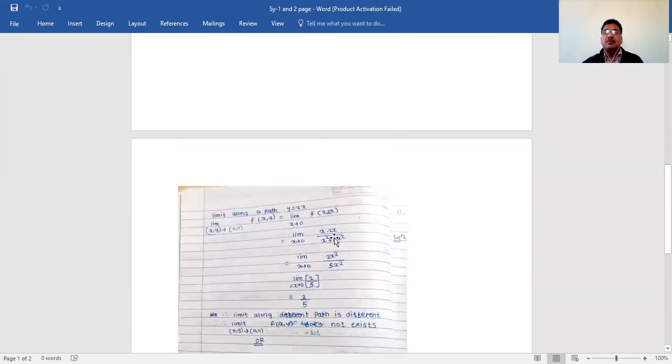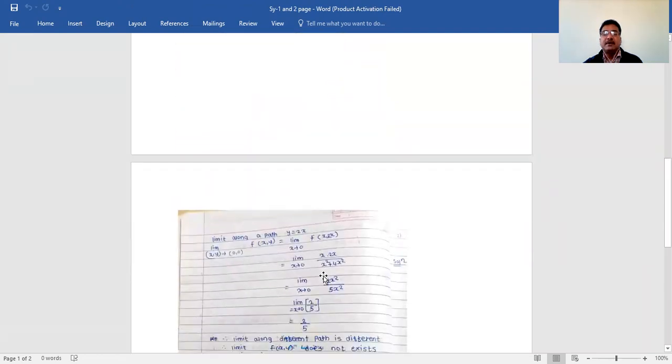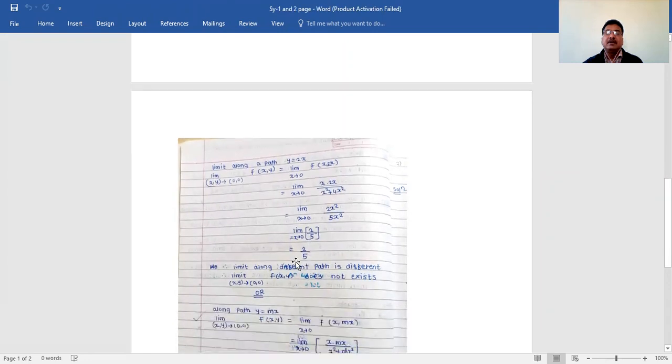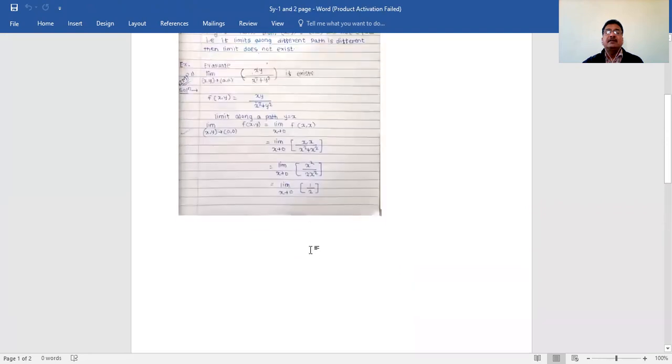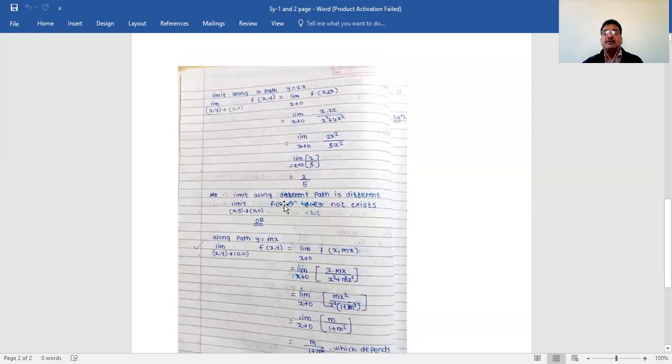Then we will find the limit along the path y equal to 2x. The limit as (x,y) tends to (0,0) of f(x,y) equals the limit as x tends to 0 of f(x,2x). Replace y by 2x. Then we have x into 2x divided by x square plus (2x) square, which is 4x square. This is 2 by 5, and the limit of 2 by 5 is 2 by 5. Along the path y equal to 2x the limit is 2 by 5, and along the path y equal to x the limit is 1/2. Therefore we say that the limit along different paths is different.